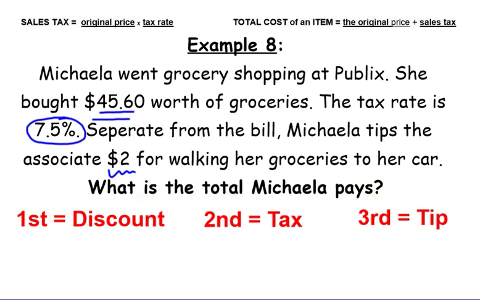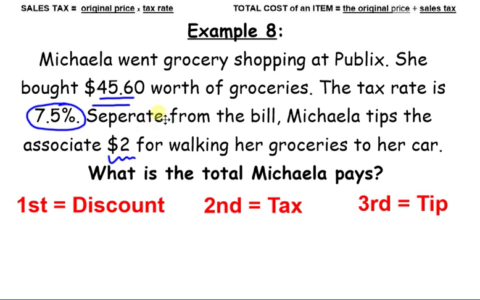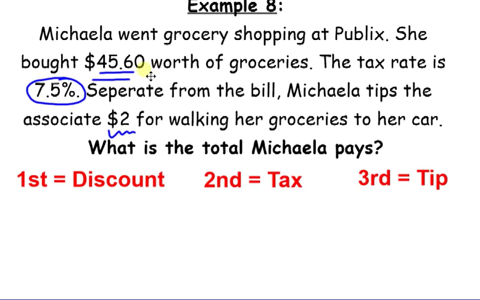So this is a slightly different type of problem. Well, we have a tip, but it says that it's separate from the bill. So it's not a tip rate. It's not a percentage. She just decided to take out $2 and tip the person who walked to her car. So we're actually going to add that on last, even though we would do the tip last anyway. So let's go ahead and calculate this with the tax rate. We do not have a discount, so I'm going to cross that out.